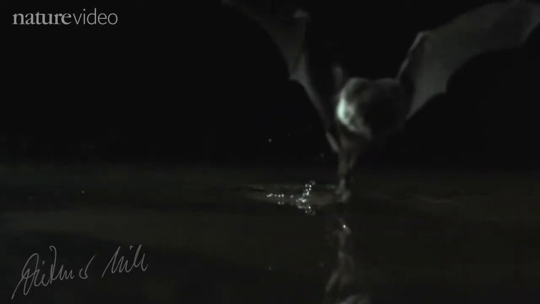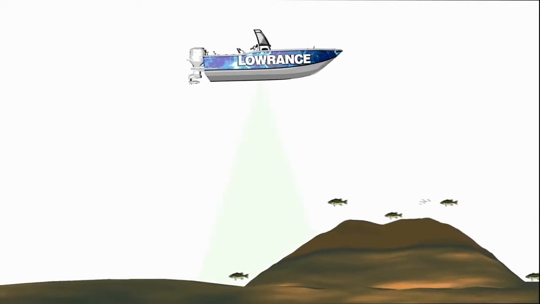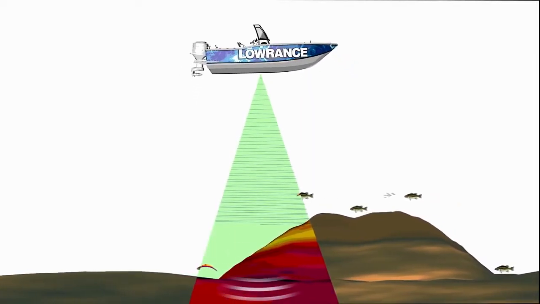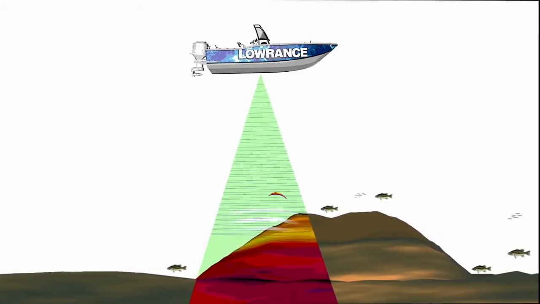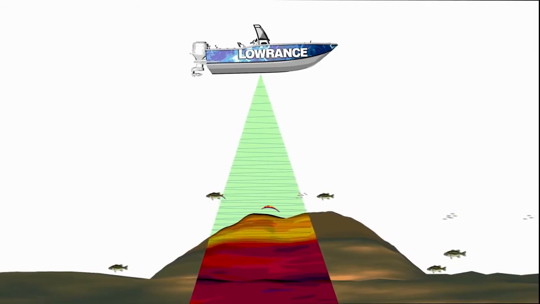Echolocation. Similarly to bats, we use sound to determine distance. Sonar. A system for the detection of objects underwater by emitting sound pulses and detecting or measuring their return after being reflected. This concludes our first episode.